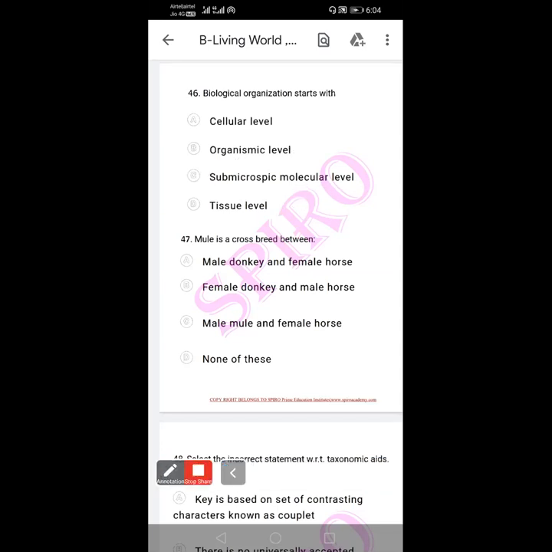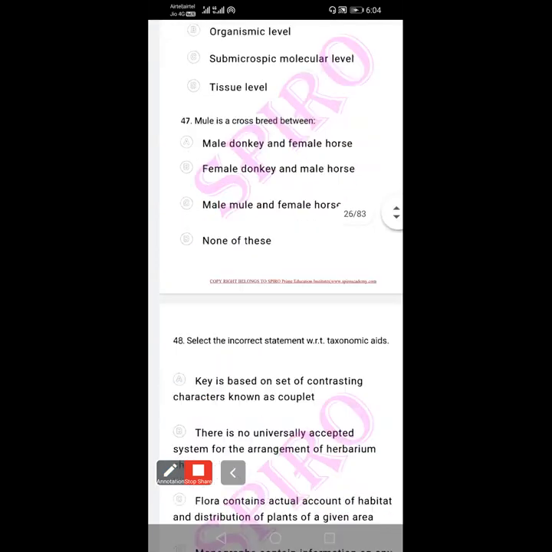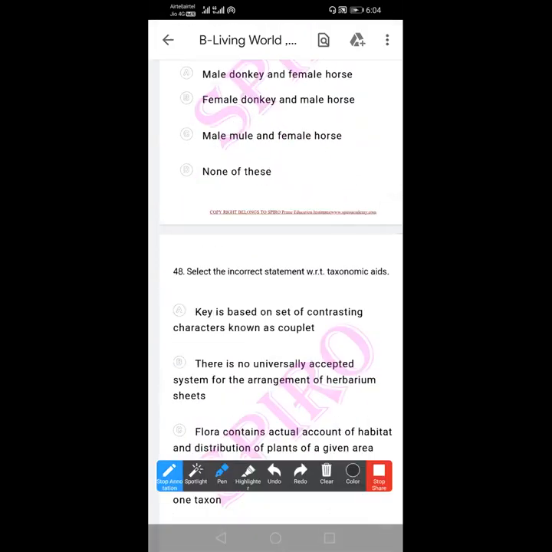And proceeding with the next question, mule is a cross breed between... Now only we have seen this question. So it is a cross between the male donkey and female horse. I think so there is nothing more else to discover. And so to describe about this question, let us move with the next question.